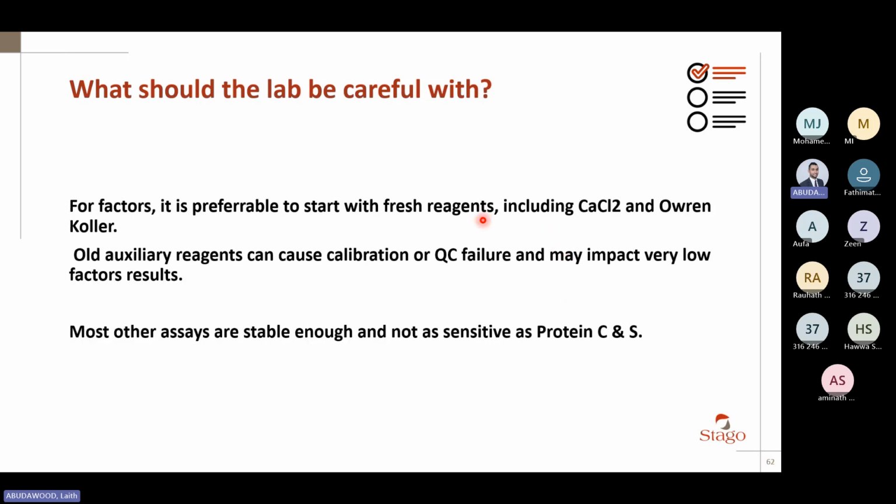So for factors, you should ideally start with everything fresh, to make sure everything is fine, because if your calibrator fails, you would have to repeat everything. So you have just wasted your reagents, and then you have to start with fresh reagents again. So just start with everything fresh, reduce the headache for yourself. And it's somewhat common that we see if you use old orange color or old calcium chloride that your calibration or QCs for factors would fail. All right. So these generally are precautions that mostly need to be followed with protein C, protein S, or factors. They're generally the ones that we see to be more sensitive. Okay.